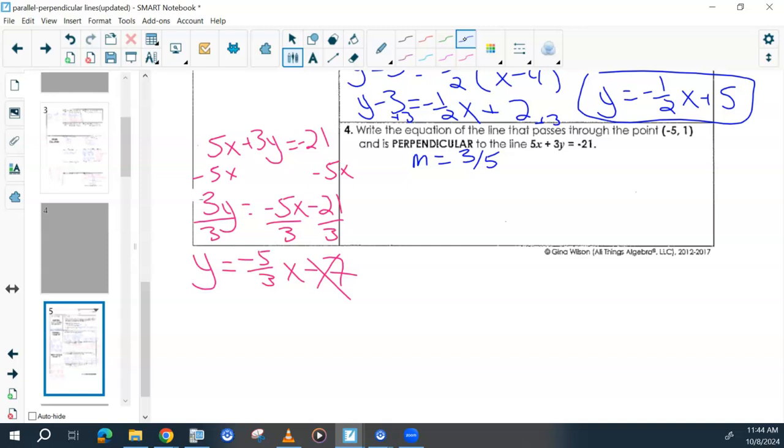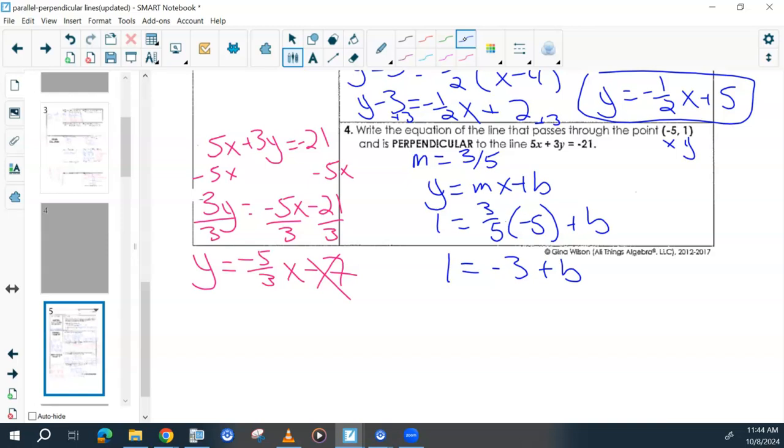Then I can put this back into, I'll use the slope intercept form for this. So using our y equals mx plus b, I'll put this in for x and y. So 1 equals our slope 3/5, our x negative 5 plus b. Multiply 3/5 and negative 5. The 5s would cancel, the negative would stay. And then get rid of 3 by adding.